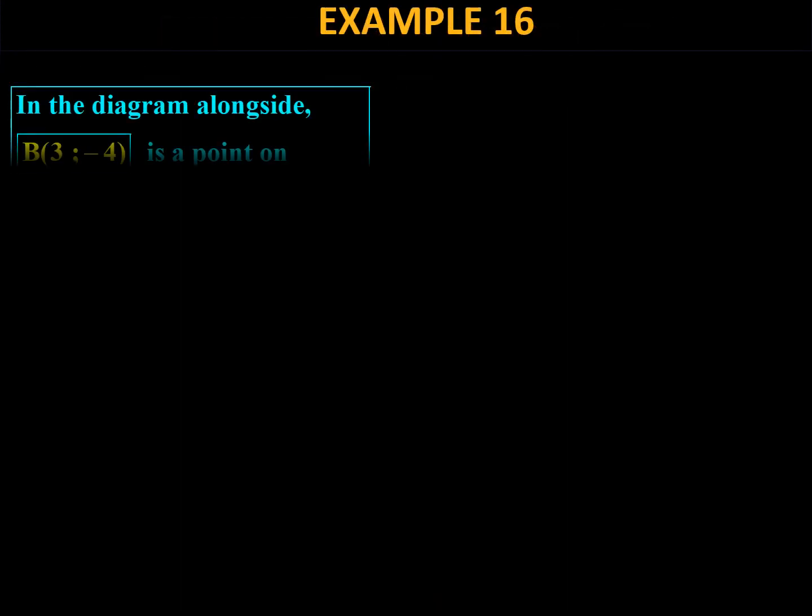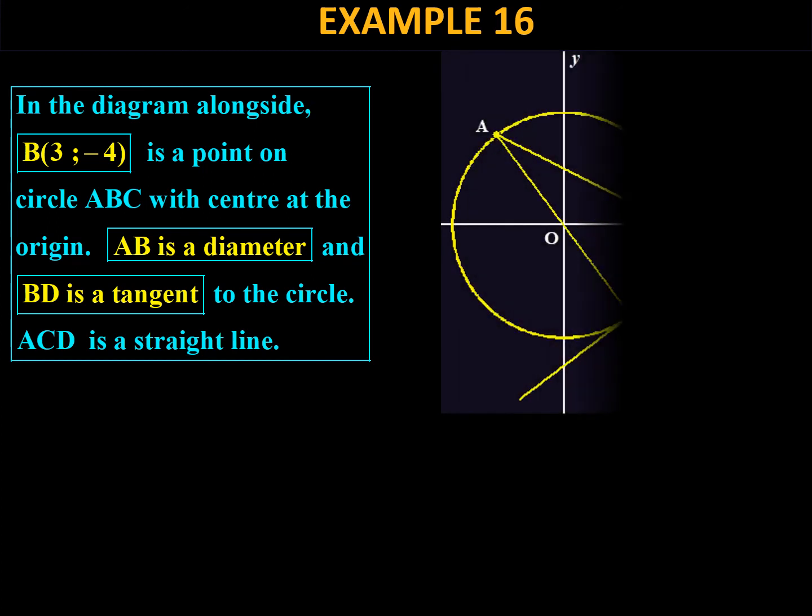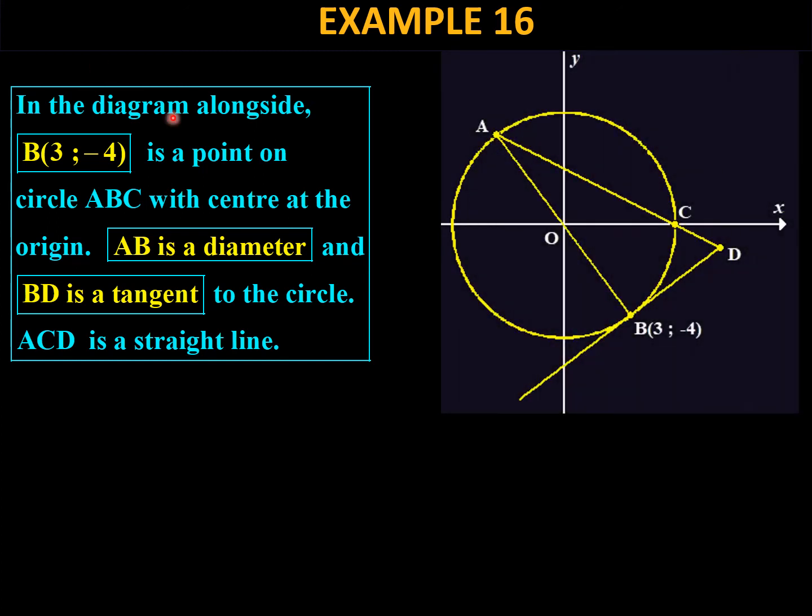Let us consider another example. There we have our given information, and there's our diagram. Let's just try to relate the two. You've got the diagram. B is a point, so there's point B. ABC is the circle, so there's the circle. AB is the diameter, so obviously it goes through the origin in this case. And then ACD is a straight line, there's ACD a straight line, and BD is a tangent.